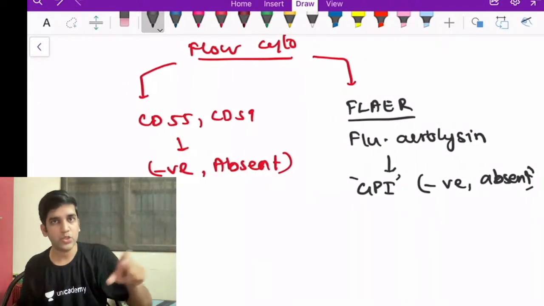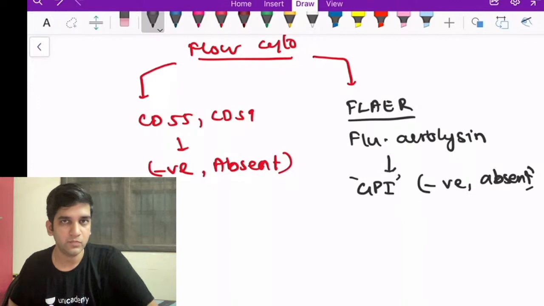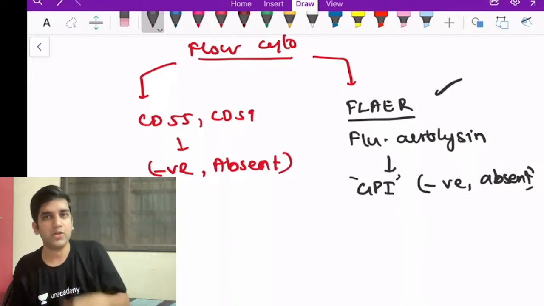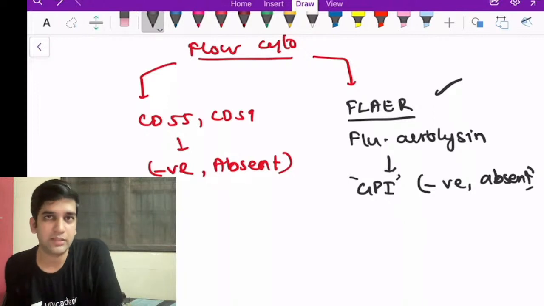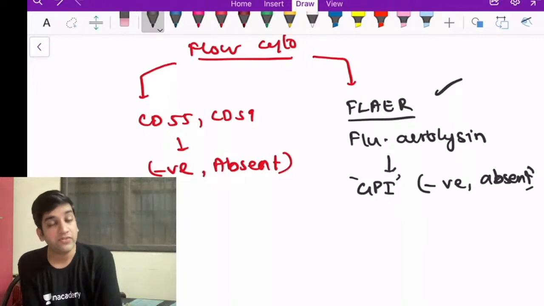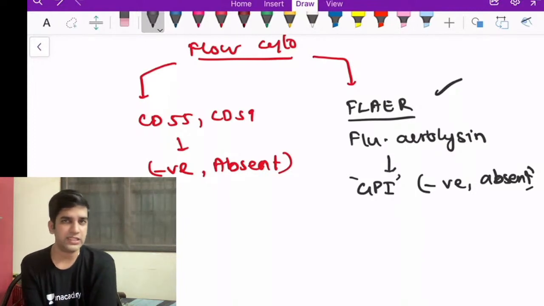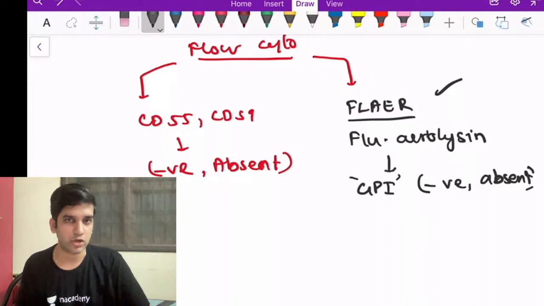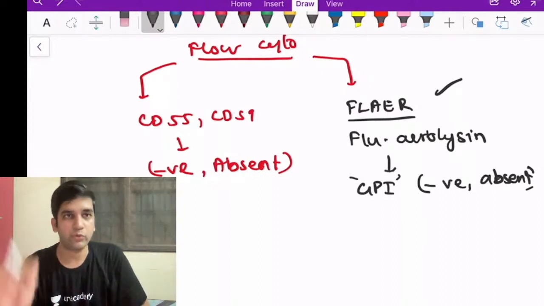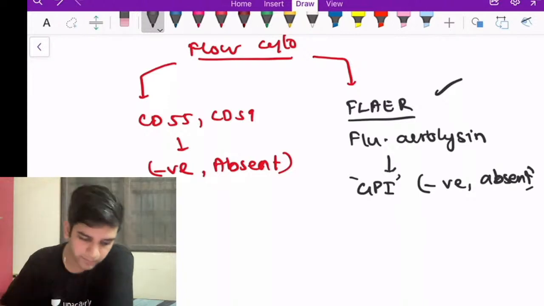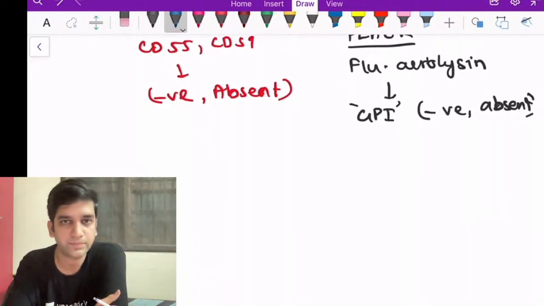Now tell me, which do you think is better, CD55/59 or FLAER? Obviously FLAER is better, right? Because it directly targets my target protein, GPI. But CD55 and CD59 also have close to 95 to 98% sensitivity. FLAER is an expensive dye. CD55/59 is a cheaper one, so generally we go for the cheaper alternative, that's all. But both are based on the flow cytometry principle only. I'm not having any new additional tests there, okay? So I know how to diagnose them.